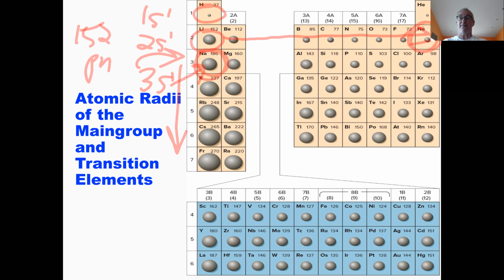So remember, what do we call this single electron that's really far away in sodium? Remember, we have a special word to describe that single electron. What do we call it? That single electron that's in the 3s1 subshell. What do we call that one electron that's different from all the others? Valence electron. Exactly. That's the valence electron.